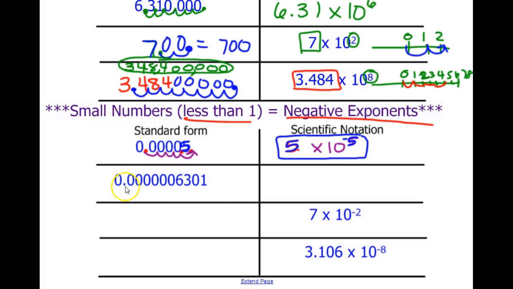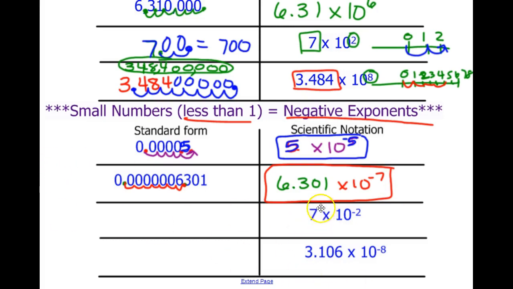Let's try another one. We need to move this decimal all the way over here somewhere till we get a number between 1 and 9. If I move it way to the end, that would be 6301. That's not between 1 and 9. If I put it here, that's 630.1. That's not between 1 and 9. I need it way over here, 6.301. We don't need to include any of the zeros unless it's between two numbers. So we need our decimal to get between the 6 and the 3. So we're going to move our decimal 1, 2, 3, 4, 5, 6, 7 times. It's a negative 7 because it's a small number. It's less than 1.